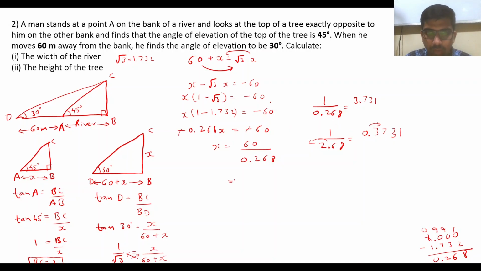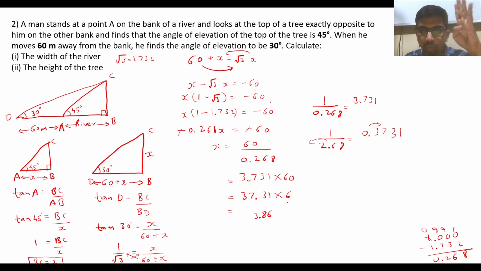So in the answer, we should go 1 place towards right. So reciprocal of this is what? 3.731. This will be 3.731 into 60. Correct? यहाँ पे 0 है, यहाँ पे decimal है. 0 will get out and decimal will shift 1 place towards right. This will be 37.31 into 6. Let's multiply. 6 into 1, 6. 6 3 is 18. Carry 1 and put decimal. 7 6 is 42. Plus 1, 43. Carry 4. 6 3 is 18. 19, 20, 21. So x is the width.